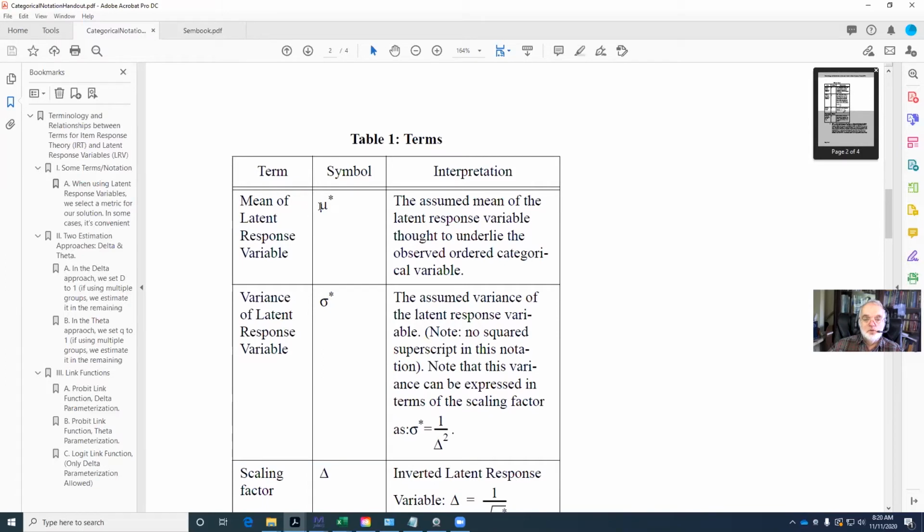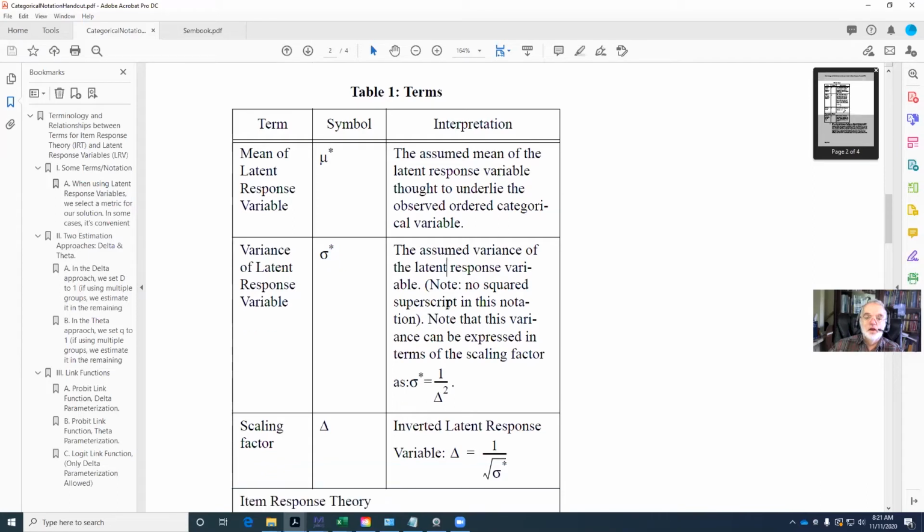And we can talk about our latent response variable, and that has a mean, mu star, and a variance, sigma star. I don't really like the fact that they dropped the 2 upstairs in the superscript, because usually just looking at this, you'd think that means a standard deviation, but such is the notation. As I point out here.